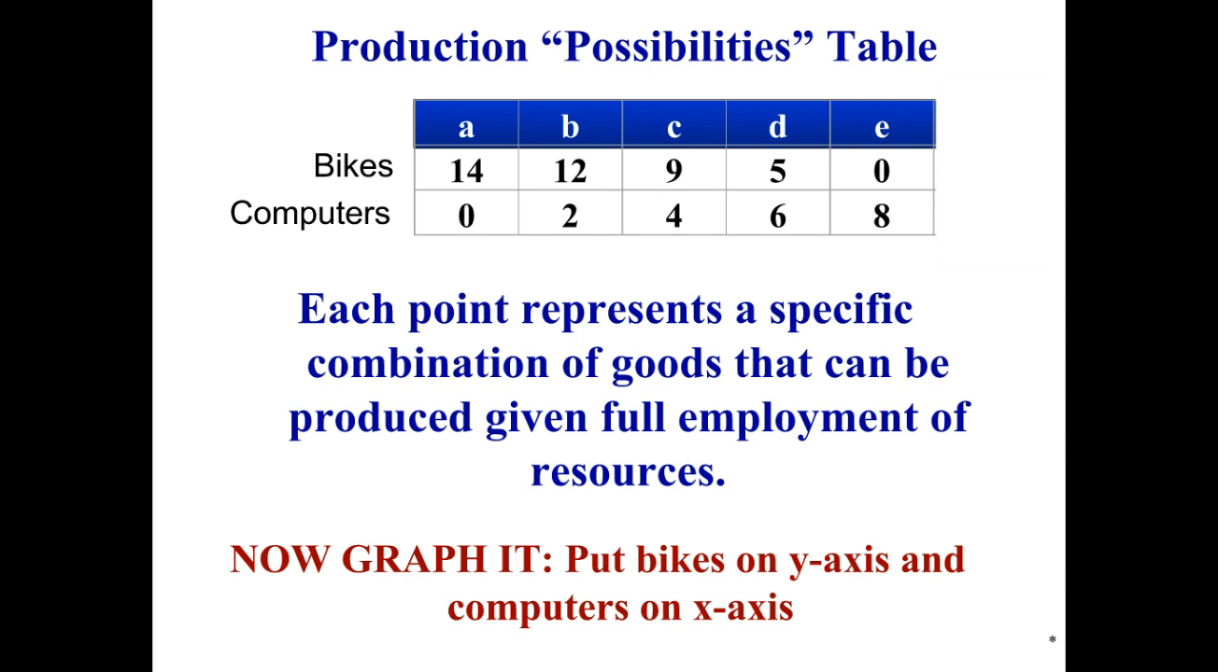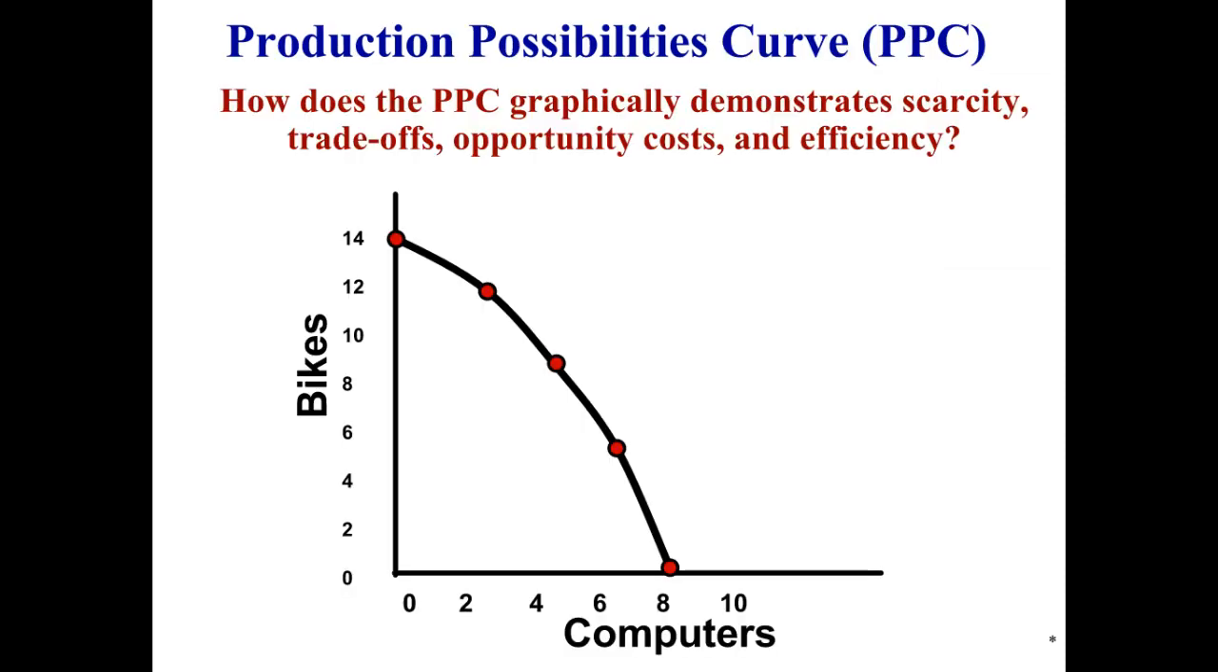So we can put this on a graph. So let's take a look at what it looks like. So as you see here, points A, B, C, D, and E are plotted along this graph, and anything along that line, we're going to be calling that efficient, meaning every one of those combinations is possible. So in this particular society where bikes and computers are being produced, any one of those combinations is possible.